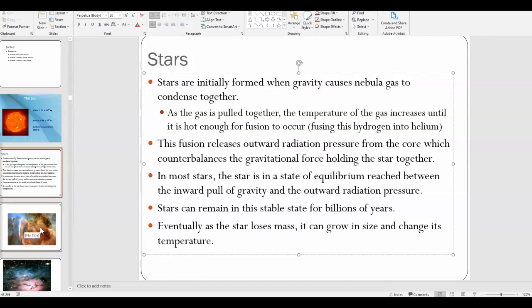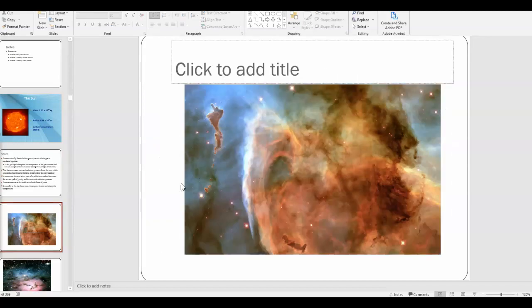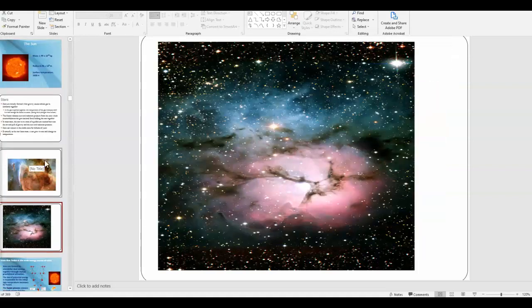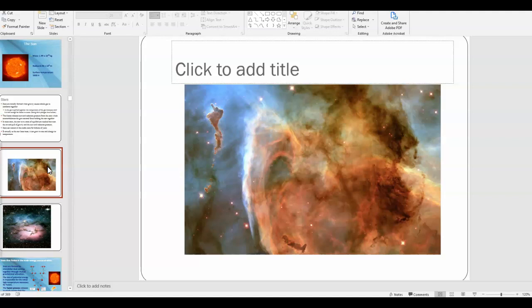Just to show you some pictures of a nebula, this is one picture of a nebula, and basically what you're looking at is a giant space cloud of gas, primarily hydrogen, maybe some other elements in there as well. Okay, and this is another one. And so over time, if there is enough mass of hydrogen in a cloud, they can all form together and form a star.